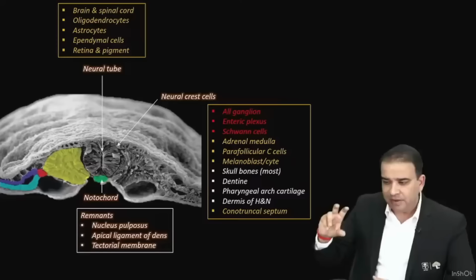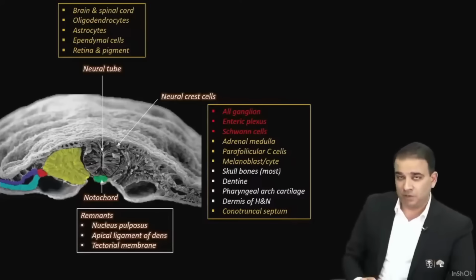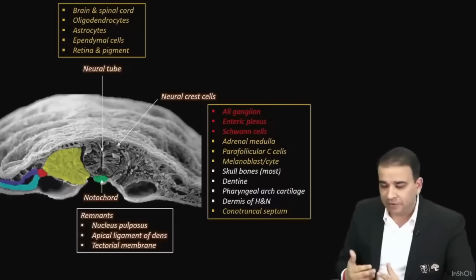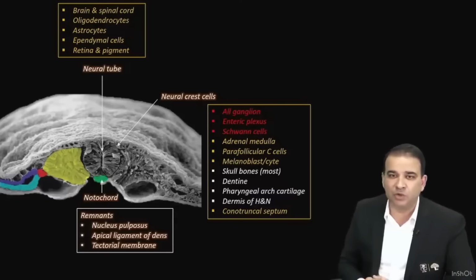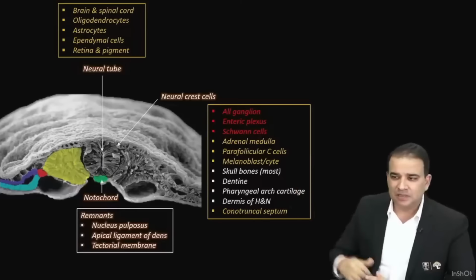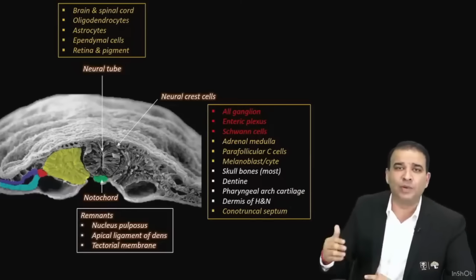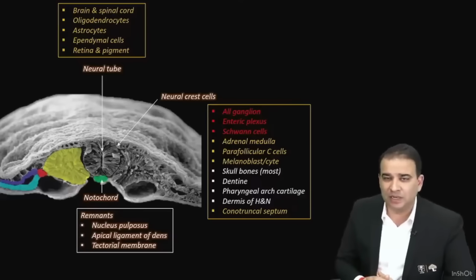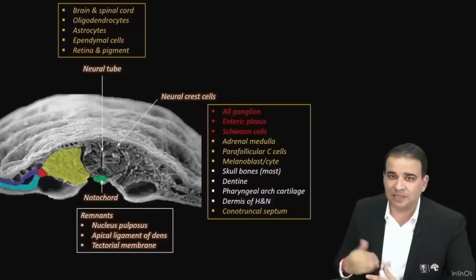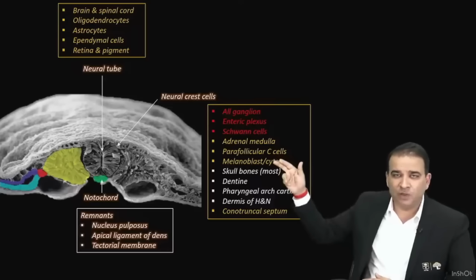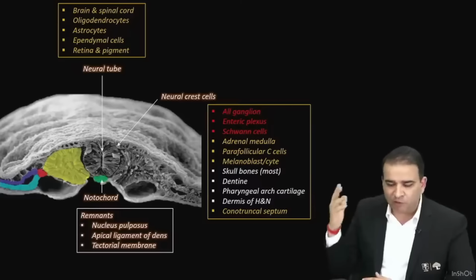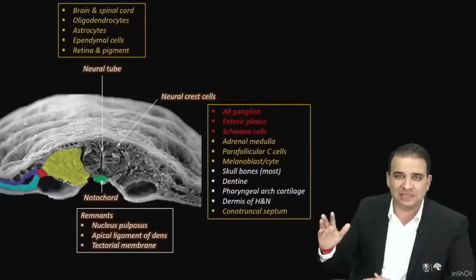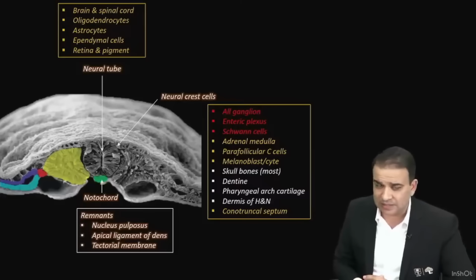Adrenal medulla, guys. Adrenal cortex is derived from the intermediate mesoderm. In the adrenal gland, the adrenal cortex is derived from the intermediate mesoderm, but the adrenal medulla is derived from the neural crest cells. Parafollicular C cells. Sometimes you must have read somewhere it is written that the ultimobranchial body gives rise to the parafollicular C cells, which is not true. It's the neural crest cells which give rise to the parafollicular C cells in the thyroid gland. Melanoblast and melanocyte, pigment epithelium. The moment you think of pigment epithelium, except the retinal pigment, all pigment epithelium are coming from the neural crest cells. All pigment epithelium are from the neural crest cells only.